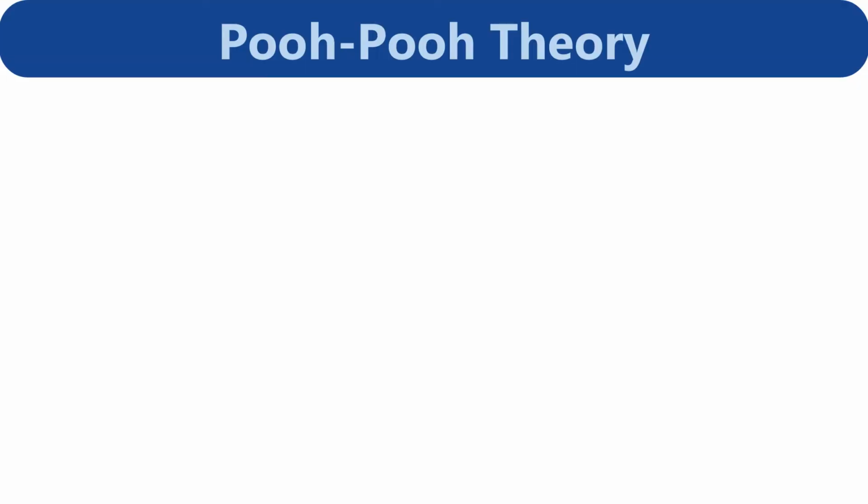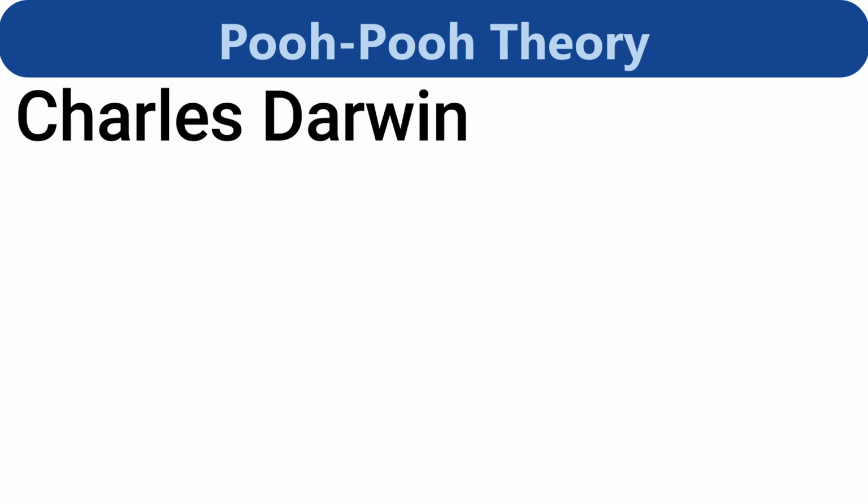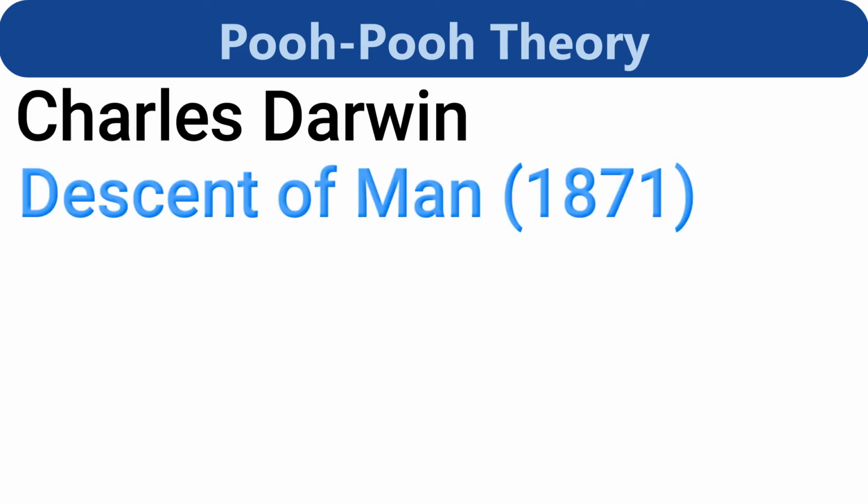The next theory was the Poo Poo theory. Once again, this one is a funny name, and actually this theory was proposed by Charles Darwin in his book The Descent of Man, which was published in 1871. But the name was not given by Charles Darwin. This name, Poo Poo theory, was given by the critics of Charles Darwin.